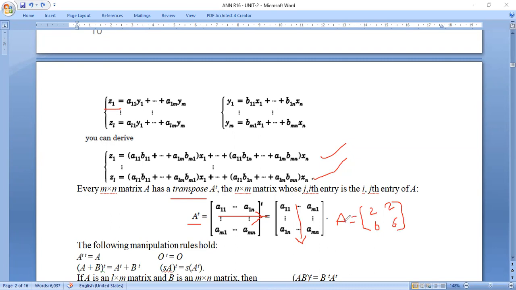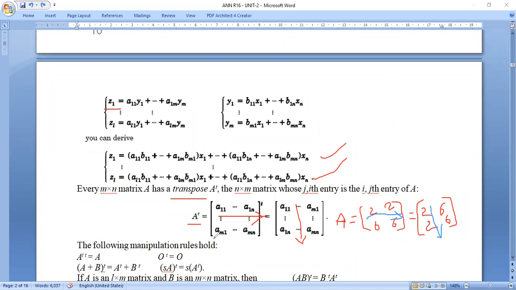How are you going to get the result of the transpose matrix? Reverse the row values into column values, which means 2 6 and 2 6. This is the resultant matrix for A transpose, which means the row values will be converted into the column values, isn't it? This is the matrix transposition.